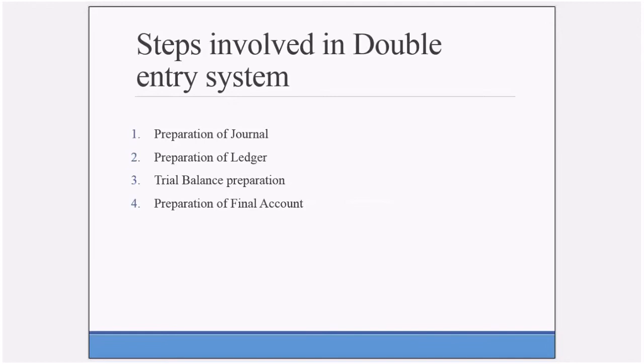So the first step is preparation of journals. Then we classify those journals into ledgers. The third step is to make a trial balance. Trial balance is just to check the mathematical accuracy of your debits and credits. And the fourth step is preparation of final accounts. The final accounts include your income statement, or you may call it profit and loss account, balance sheet, and cash flow statement.